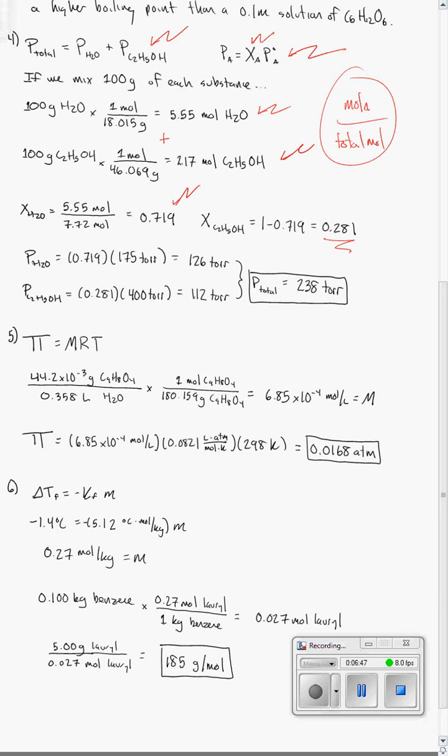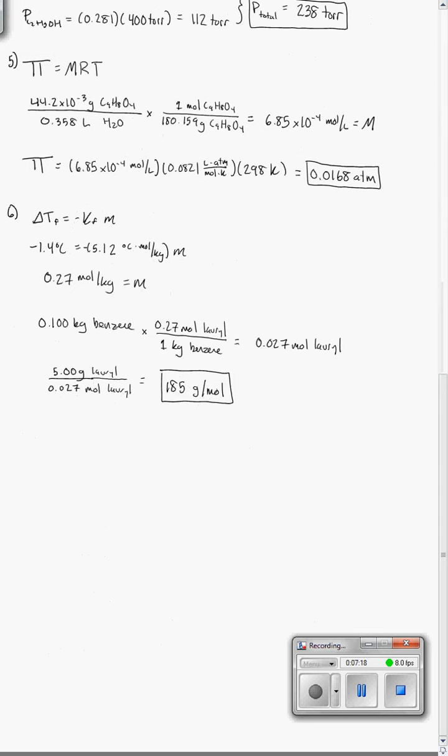From here we can use this Raoult's law to figure out the vapor pressure of each of our components. The vapor pressure of water is equal to its mole fraction, 0.719, times the vapor pressure of pure water at this temperature, 175 torr. That'll give us a vapor pressure of water in our mixture of 126 torr. Doing the same thing with ethanol says that the vapor pressure of ethanol in our mixture is 112 torr. The total vapor pressure is the sum of those two things, or 238 torr total.